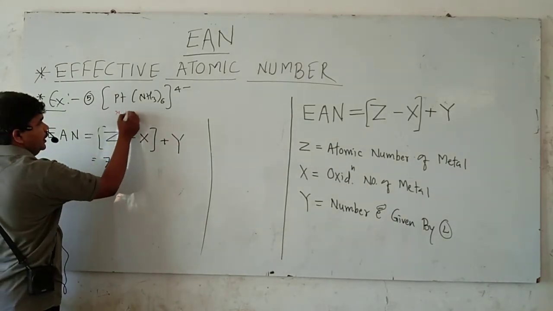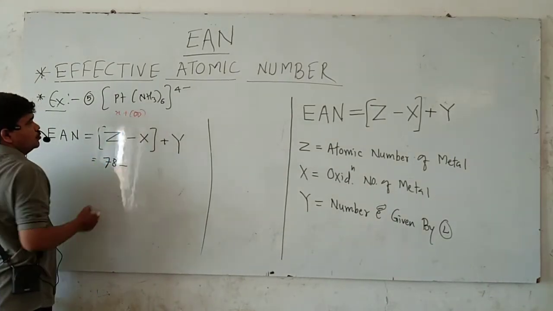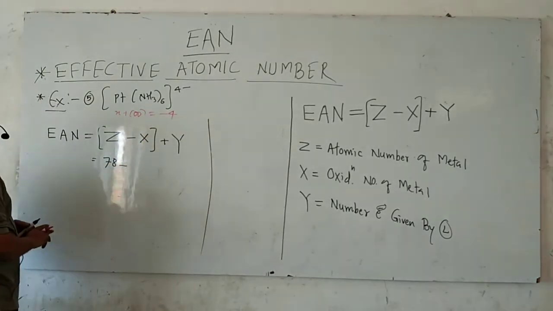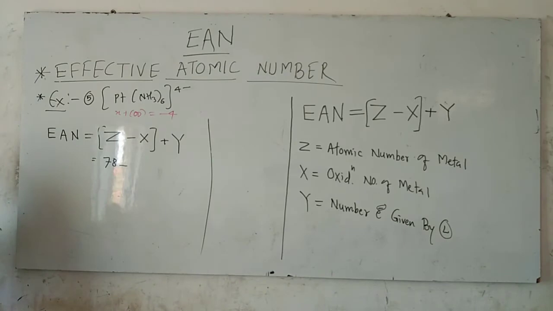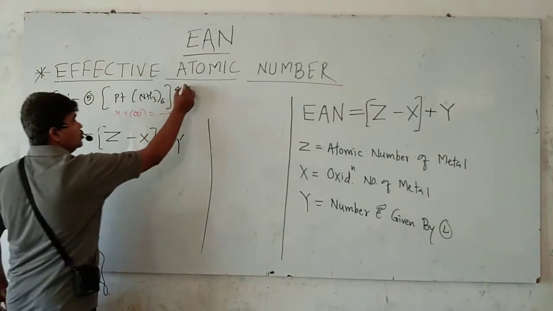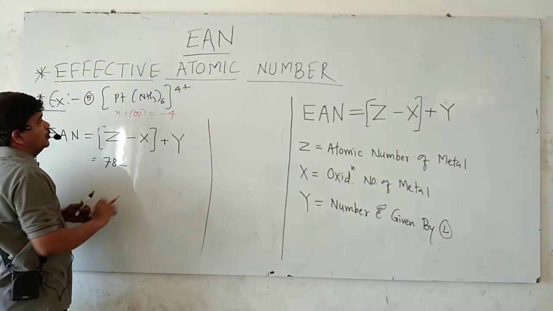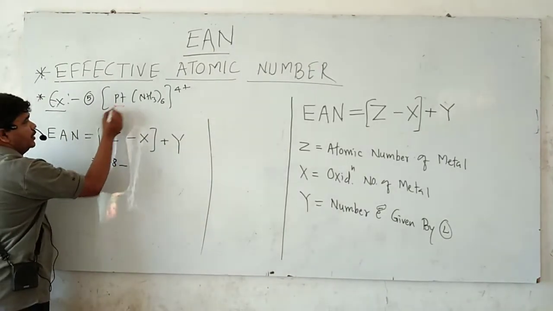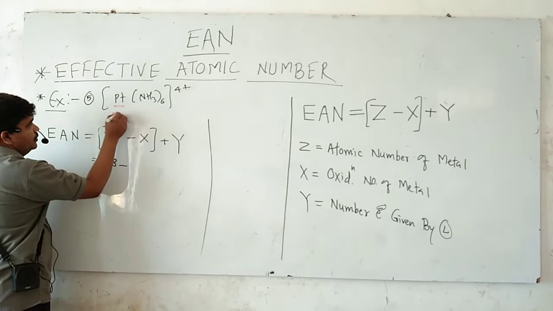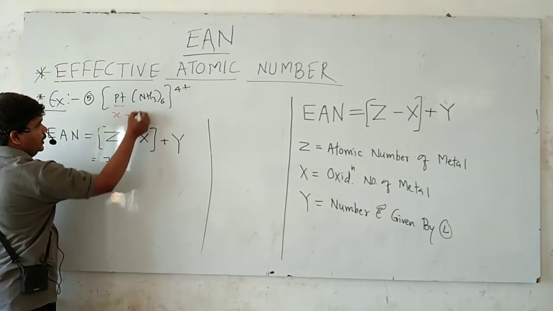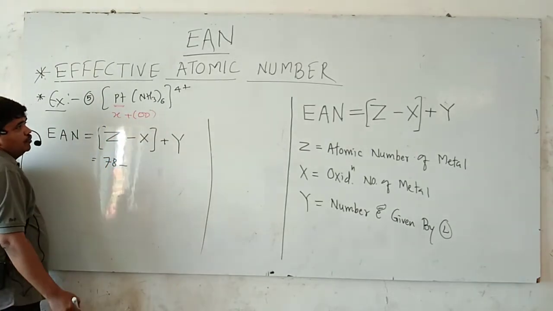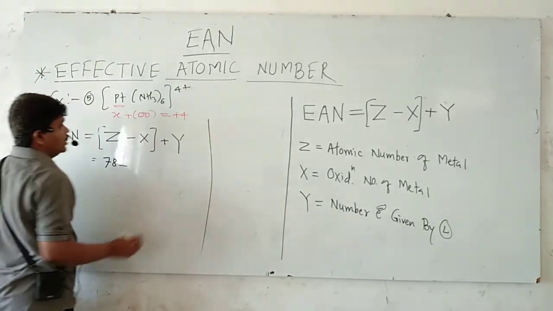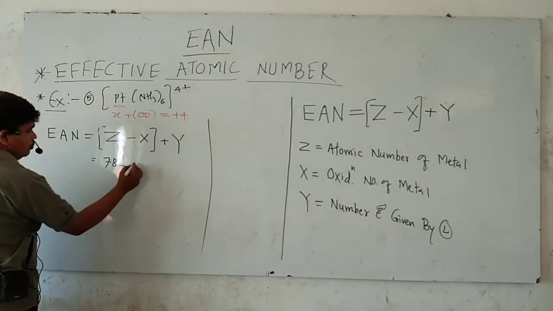X plus NH3 is a neutral ligand, so its oxidation number will be 0. Sorry, on the complex there is a 4 plus charge. Again I will explain. You have to find out the oxidation number of Pt. Say X plus NH3 is a neutral ligand, so oxidation number is 0, and on the complex there is a 4 plus charge. So X is equal to plus 4.